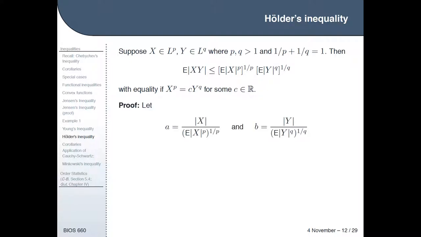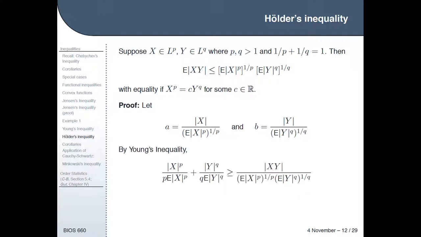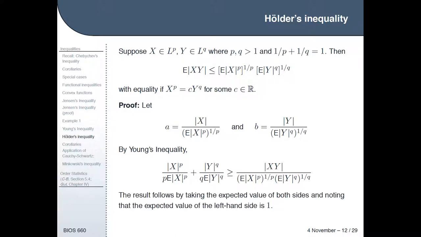And the way that you prove that is you let a equal the absolute value of x divided by the appropriate expected value, and let b have a similar definition, and then use Young's inequality, end up with this, then take the expected value of both sides.